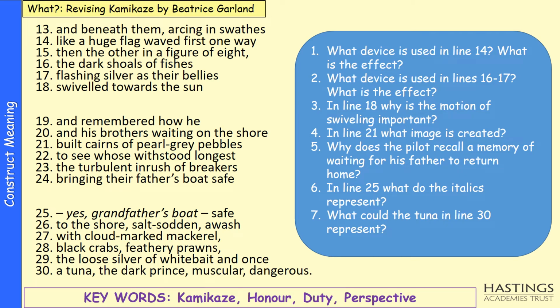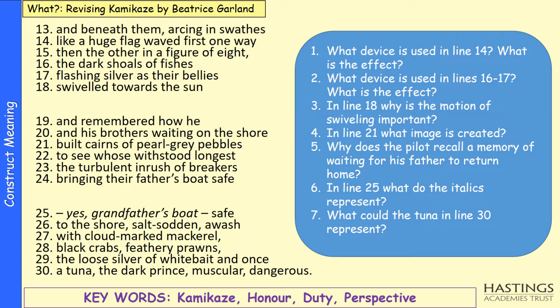Question number 6, line 25, what do the italics represent? So when she says there, yes, grandfather's boat, it's almost a change of perspective, a change of voice there when it's in italics. In the poem, whenever it changes to italics, it changes into the first person. So there, it's almost like she's answered a question from one of her children who she's telling this story to. And then the rest of this stanza, we've got a list of all the different fish that his father had got from being out fishing, and it kind of just represents how plentiful life is. All those fish could represent life for this pilot.